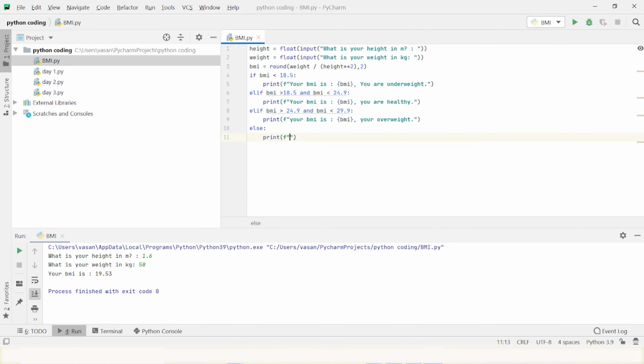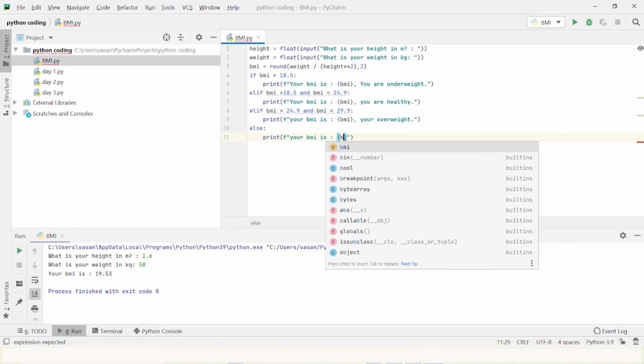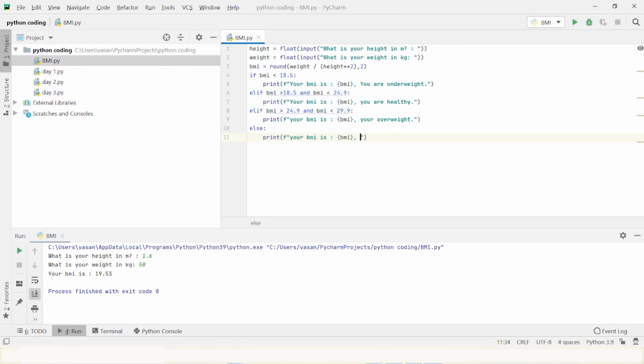print "Your BMI is", BMI, comma, "you are obese." Okay, let's run the code.